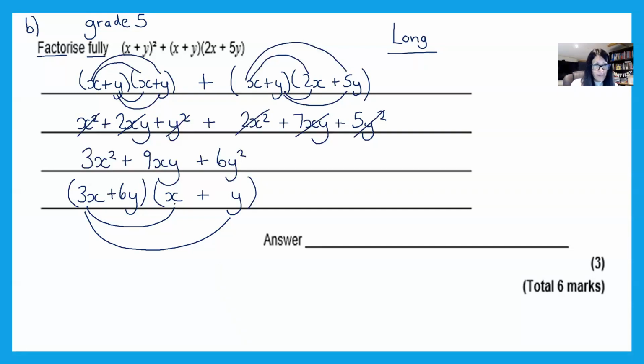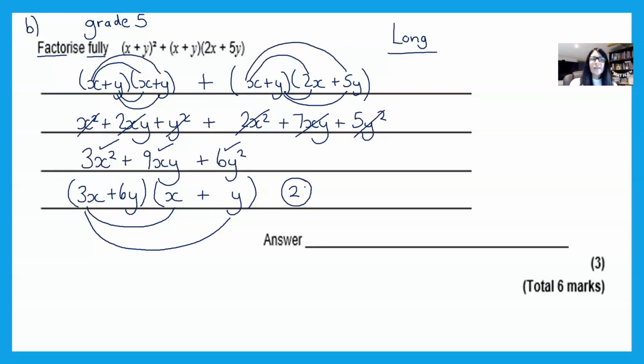Check it. 3x squared, yep. 3xy plus 6xy is 9xy, yep. And then 6y times y is 6y squared. Done. Okay, now that's going to get you 2 marks, and that's where a lot of people might stop.